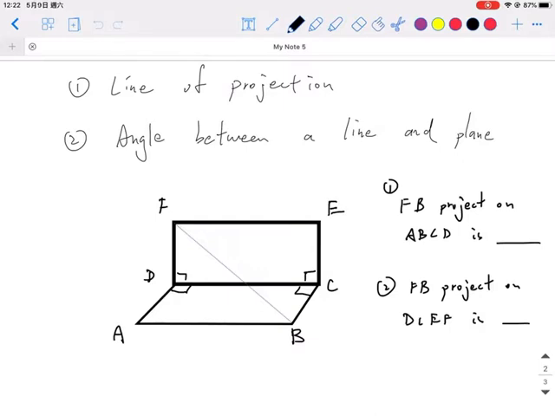So first of all, I have two planes. One is ABCD, and the second plane is DCEF. So if I have a line FB, the first question asked is what is the projection of FB on the plane ABCD. I will make a model for you.